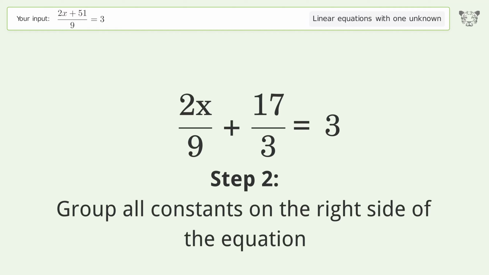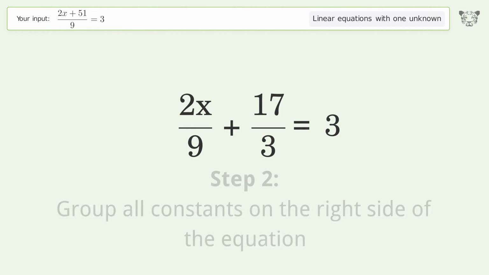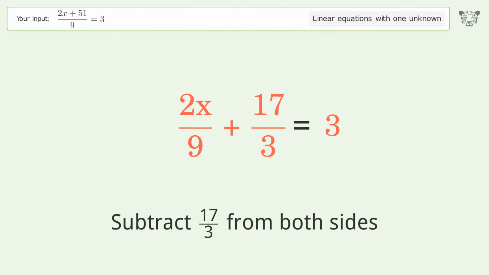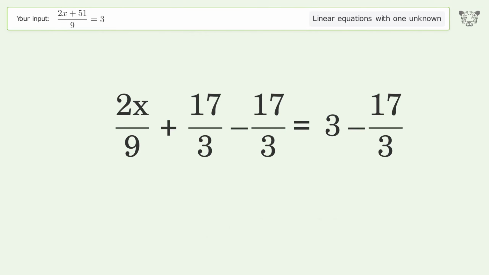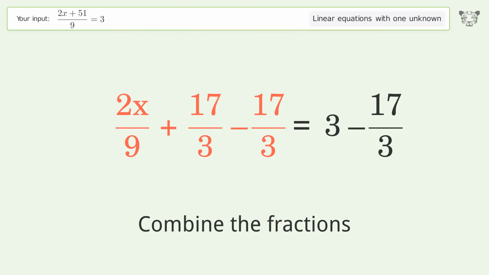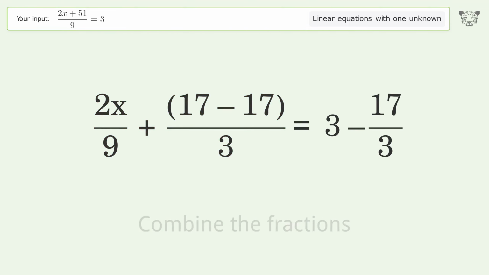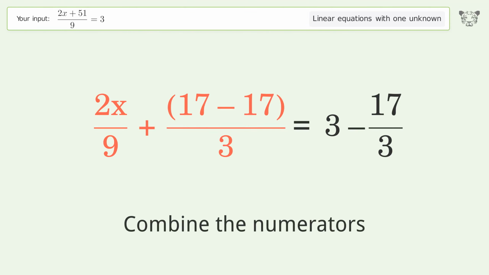Group all constants on the right side of the equation. Subtract 17/3 from both sides. Combine the fractions. Combine the numerators.